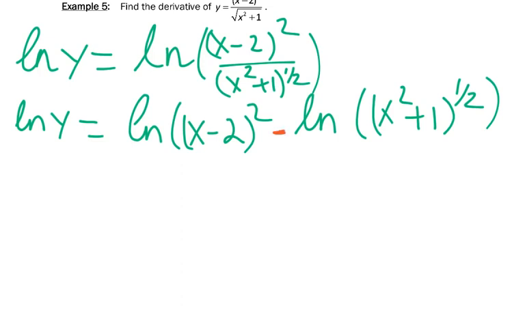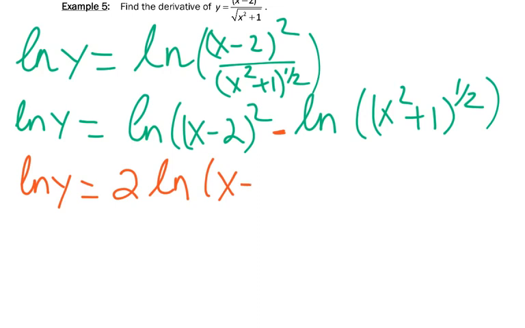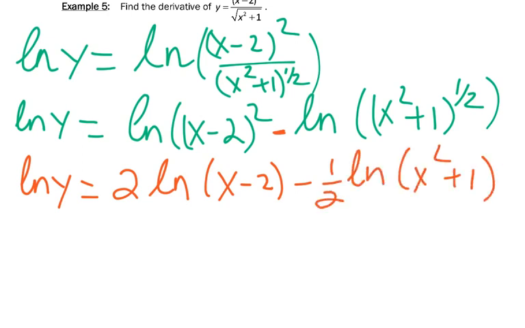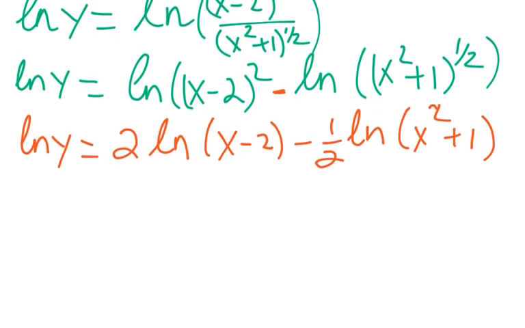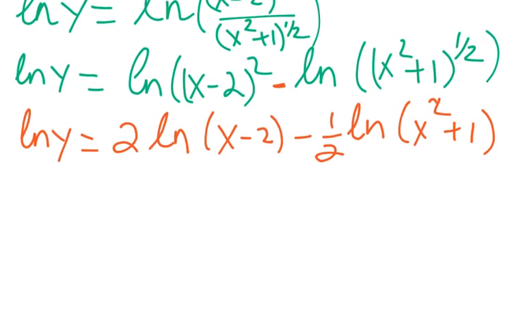So division turns into subtraction. Again, I'm not taking the derivative yet. I apply the power rule. So natural log of, I move the 2 to the front, so 2 natural log of x minus 2 minus 1/2 natural log of x squared plus 1. Okay? Now, I cannot rewrite this any further, so I'm going to take the derivative on both sides.